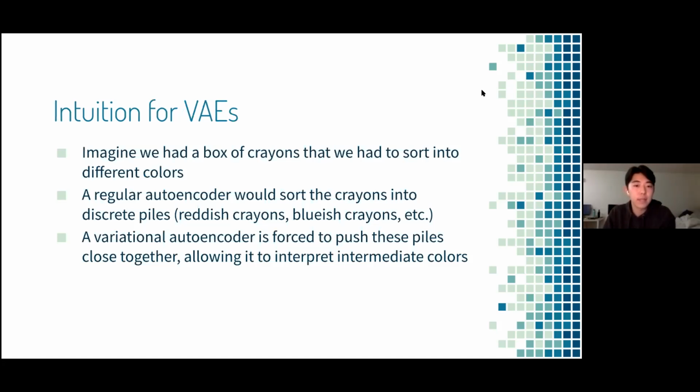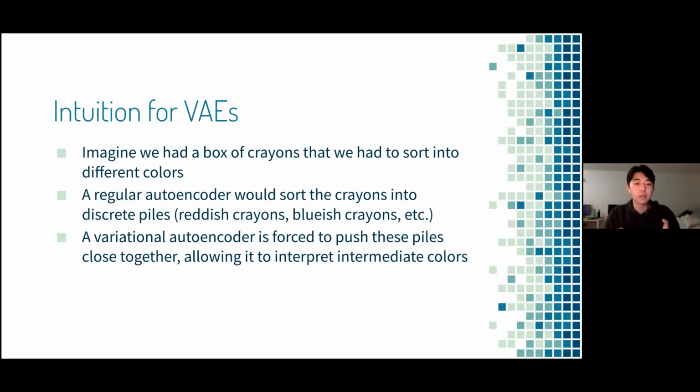So the intuition for VAEs, we're going to express it in this example of having to sort a box of crayons by their color. A regular autoencoder would simply sort the crayons into discrete piles. So red crayons, pink crayons here, more cool tone, bluish, purplish, greenish crayons on this side of whatever we're sorting it into, like on the floor. And the key takeaway from this is a regular autoencoder is going to sort these into discrete piles where there's not really a relation between these different piles of crayons.